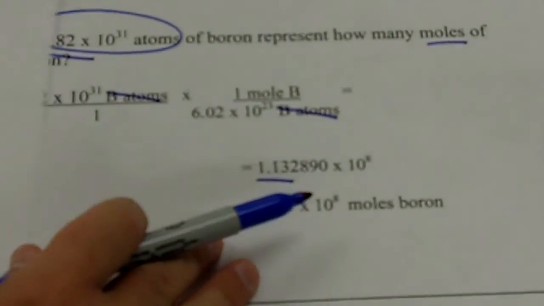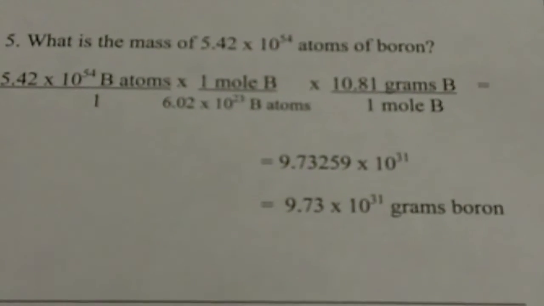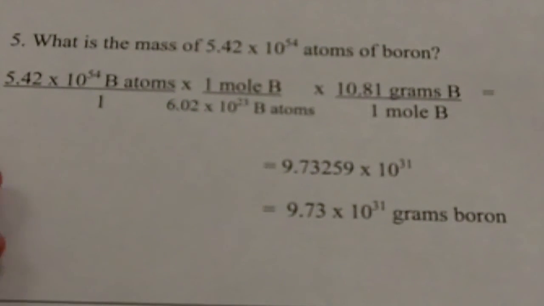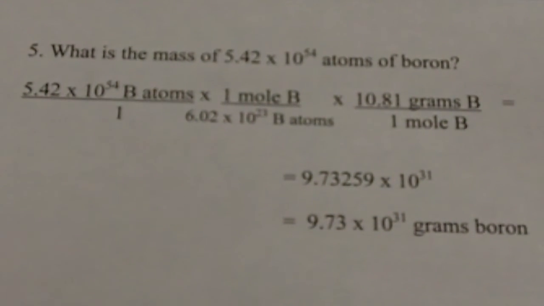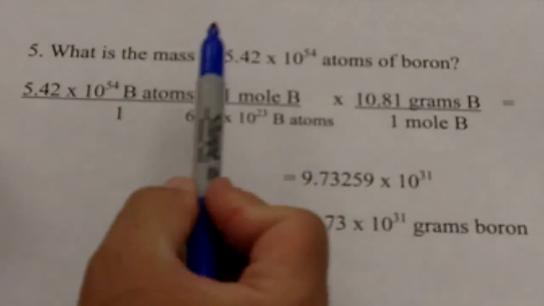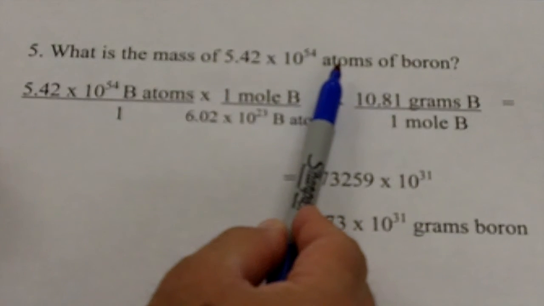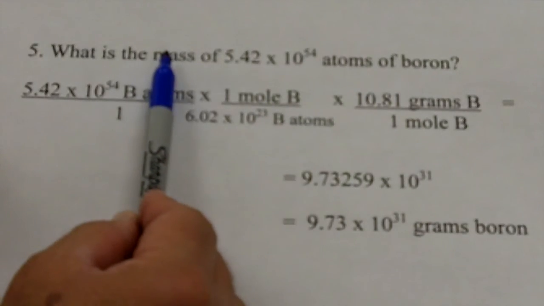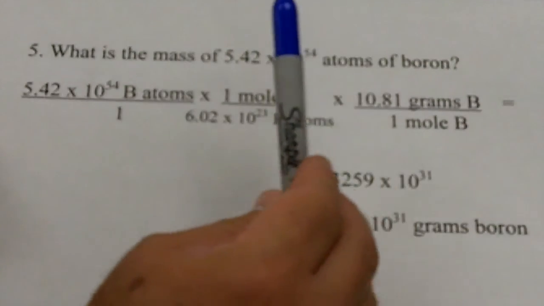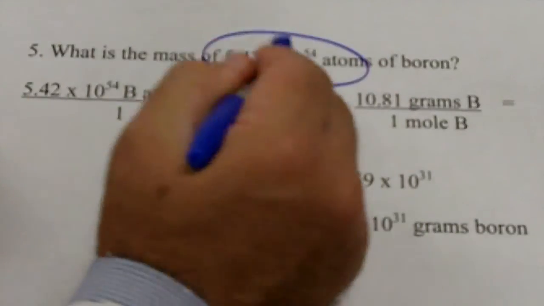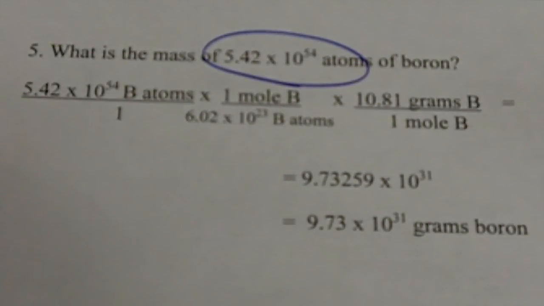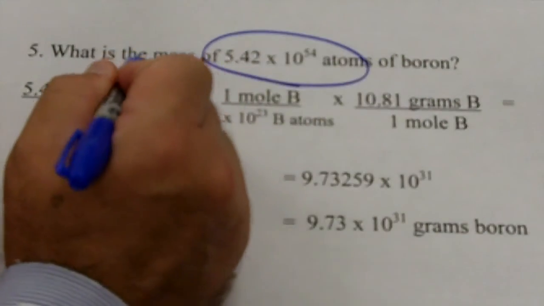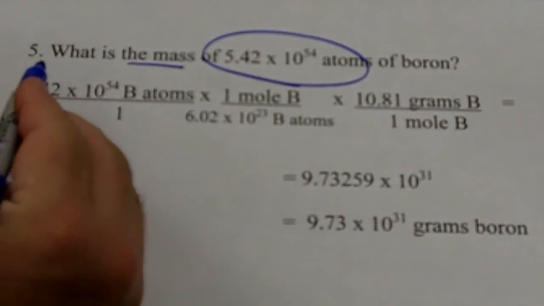Okay? All right. Last question on this video podcast is this one right here. It says, what is the mass of 5.42 times 10 to the 54th atoms of boron? I know I'm going to have to go through a mole intermediate because I can't go directly from atoms to mass or mass to atoms. It's okay. No problem. I'm going to circle what I know. 5.42 times 10 to the 54th atoms of boron. I'm looking for mass in grams.